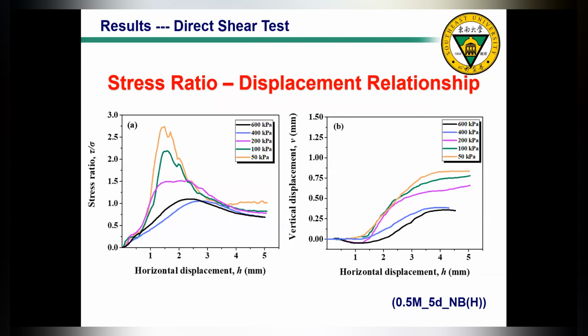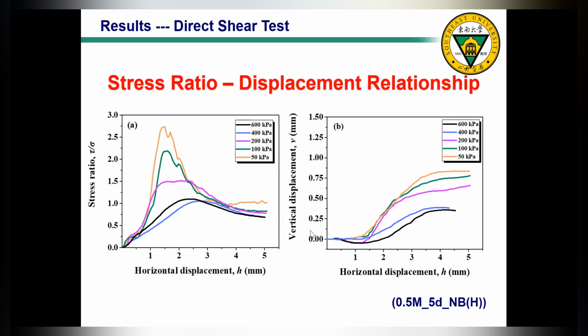Okay, so next, let's see the quick shear test results. Firstly, the stress ratio displacement relationship. Here I just pick one representative case, right? With the increase in the normal stress, the peak stress ratio drops, and also the strength corresponding to the peak increases.